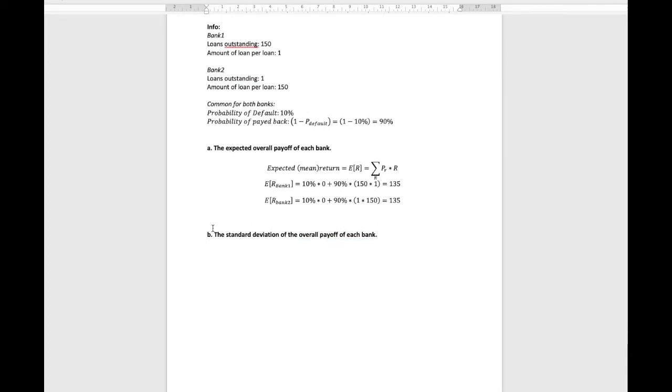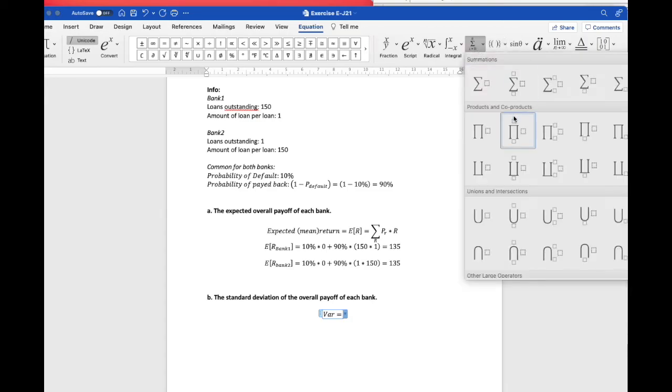Next up, we wanted to find the standard deviation of the overall payoff for each bank, and to find the standard deviation, we know that the square root of the variance is the standard deviation. So first up, we wanted to find the variance, and the variance can be found by the following formula.